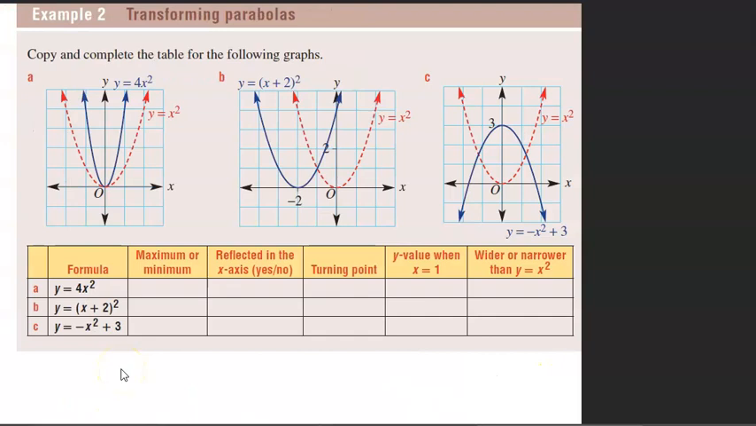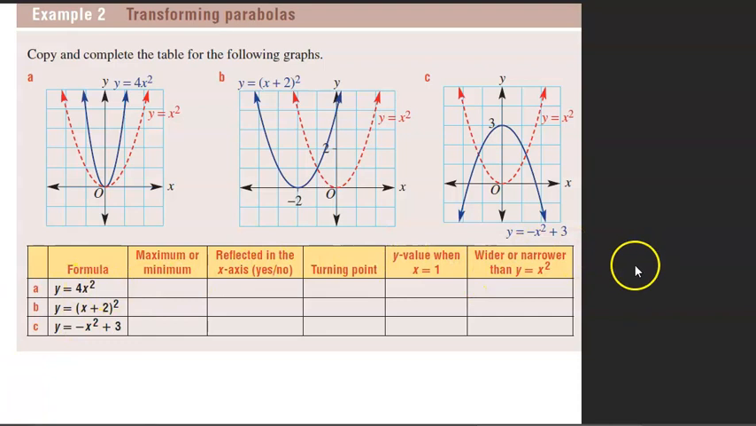The next and last example we're going to be looking at is copying and completing the table for the following graphs. So we've got 3 different graphs, and they all have some type of transformation, shift, dilation of some sort. And we're going to be looking at, do any of these properties happen, yes or no? And we're going to look for a maximum or minimum turning point, what the y value is when x is equal to 1, and is it wider or narrower than y equals x squared.